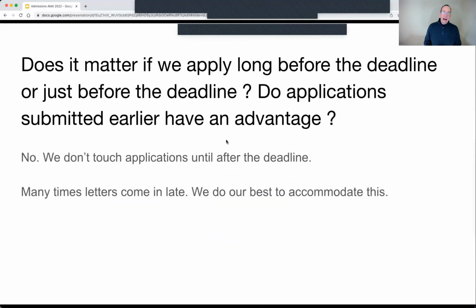Does it matter if we apply long before the deadline or just before the deadline? Do applications submitted earlier have an advantage? So the answer is no. I kind of said this when I ran through the process, but I'll be clear. We don't touch the applications until after the deadline. We literally don't even start the review process until, I think, the morning after the deadline. And so it doesn't matter if you've already submitted your application or you submit it at the last moment.